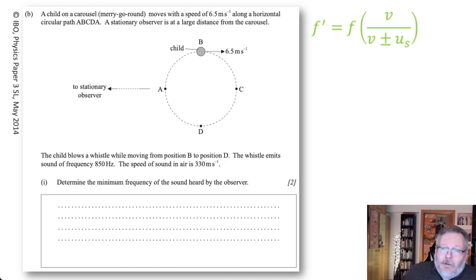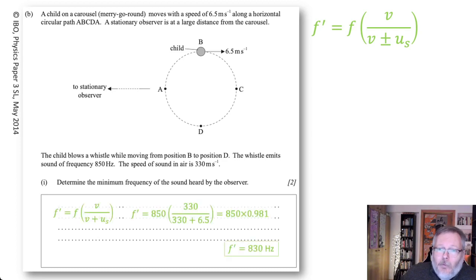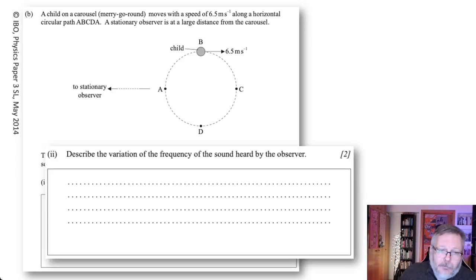f' equals f v over v plus or minus u_s. It's moving away. Moving away is plus when the source is moving away from a stationary observer. So we take the equation, we plug in what we know, the source frequency 850 hertz, 330 meters per second over 330 meters per second plus the 6.5. Multiply all that out, you get 0.981. 0.981 times 850 gives you a new frequency of 830 hertz, for 2 marks.